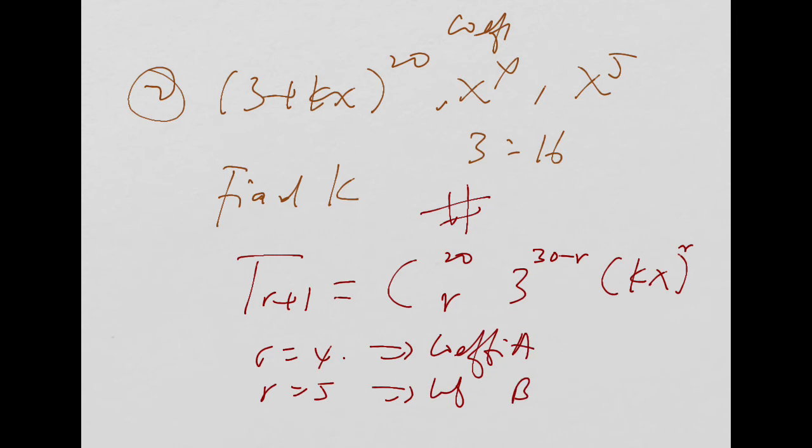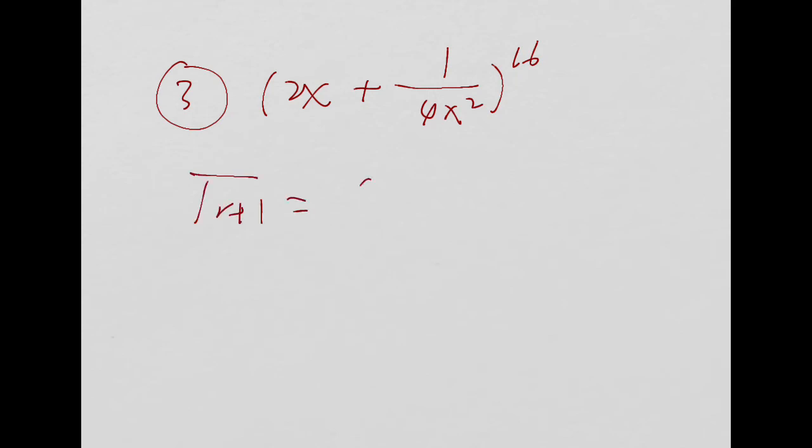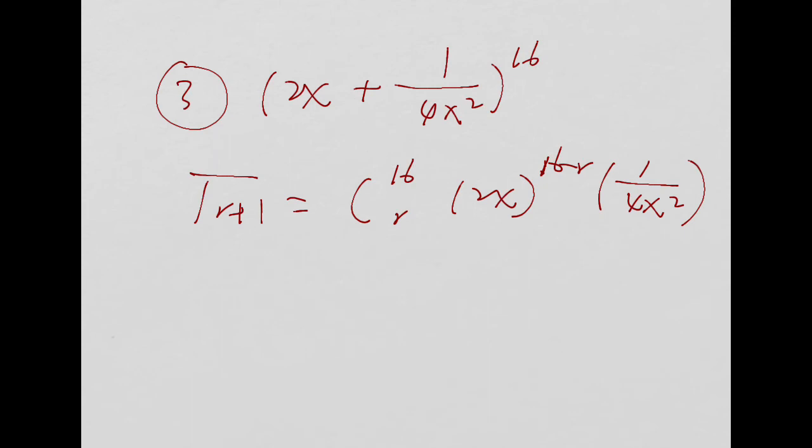Okay. Third, find the coefficient of X in the expansion of this. Two ways. First, you can use this straight away. It should make no difference. 16R, 2x, 16 minus r, 1 over 4x r. Okay, you just need to do it.